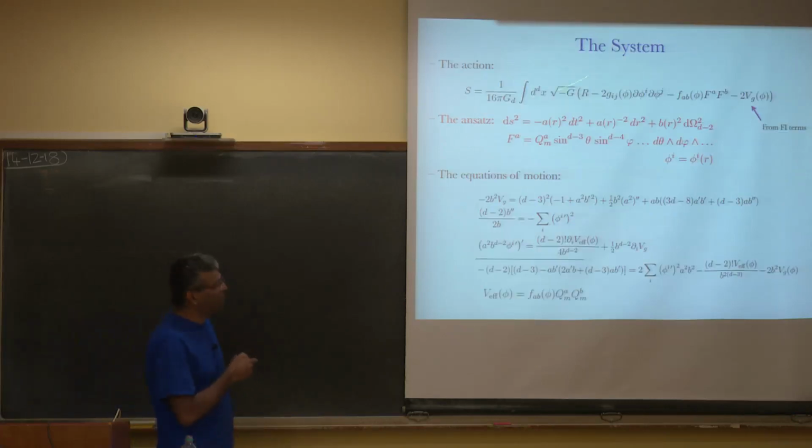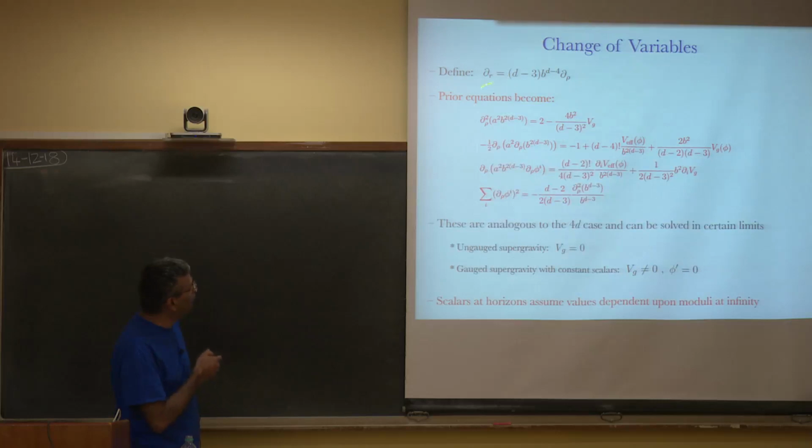Okay, so the system is essentially the same system as before. We just add a potential here for the scalar field, which appears essentially like a cosmological term. This is generated from F5 parameters in N=2 theory. And the ansatz is very similar to the ansatz that we had previously. We just generalize this to d dimensions and write down the equations of motion. So these equations of motion look tough, but if you do a clever change of variables, you'll find the prior equations look rather similar in form to the equations we saw in the 4-dimensional case.